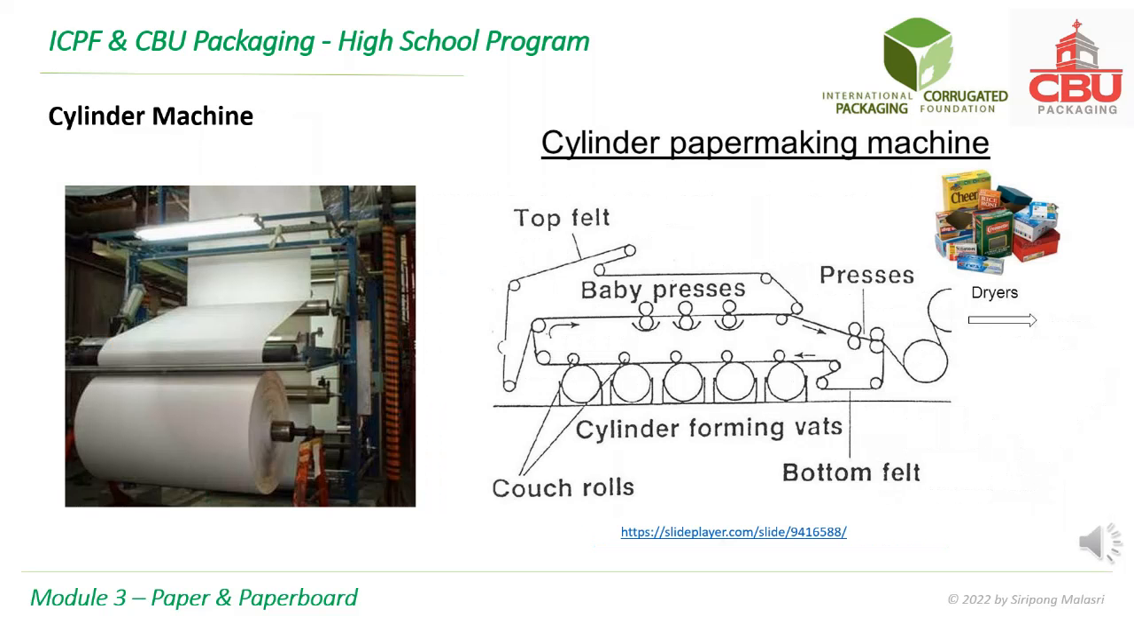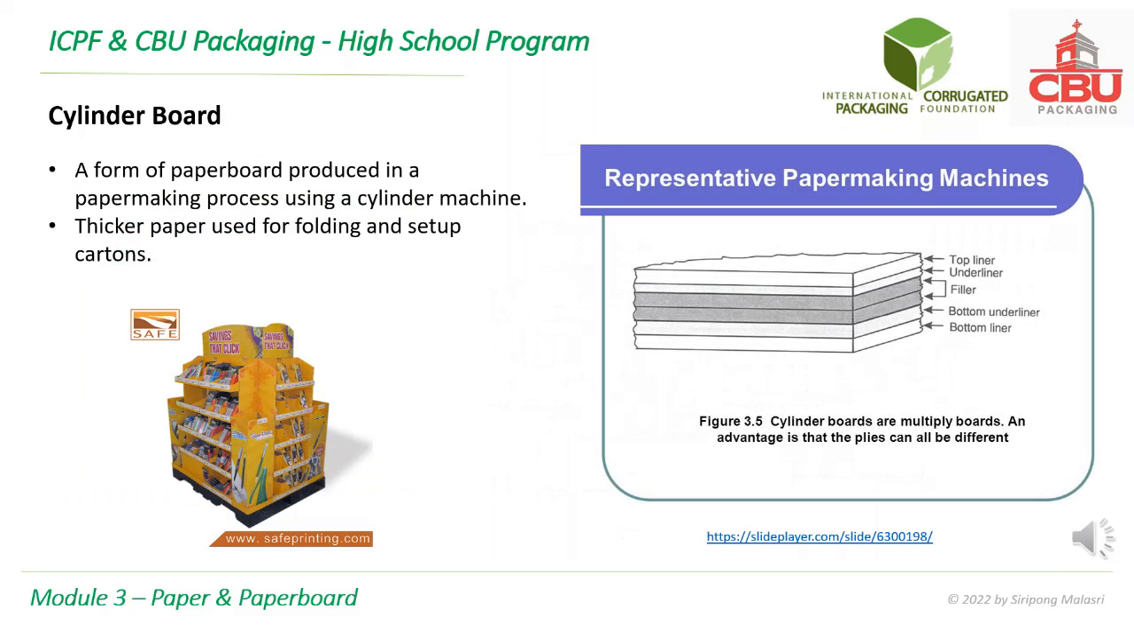Another type of papermaking machine is cylinder machine. It can have several cylinders at which paper layers can be formed. Cylinder board is a form of paperboard. It is produced using cylinder machines so several layers can be built into the paper. Various plies can differ. Thicker paper is used for folding and setup cartons.